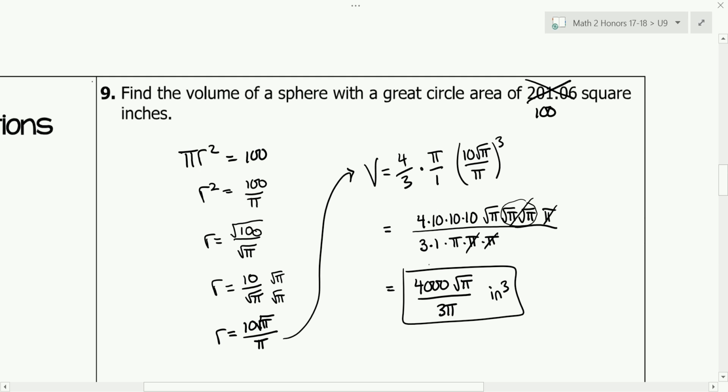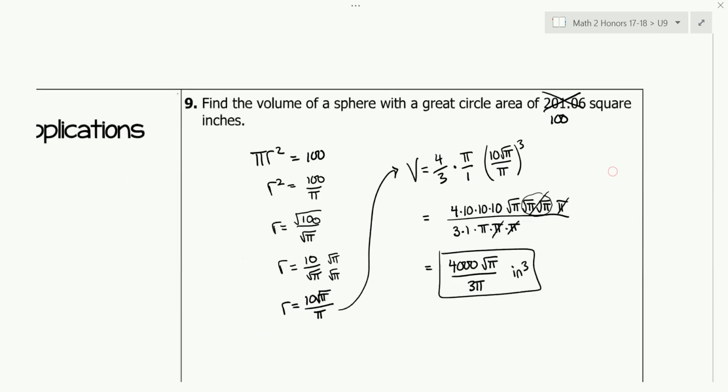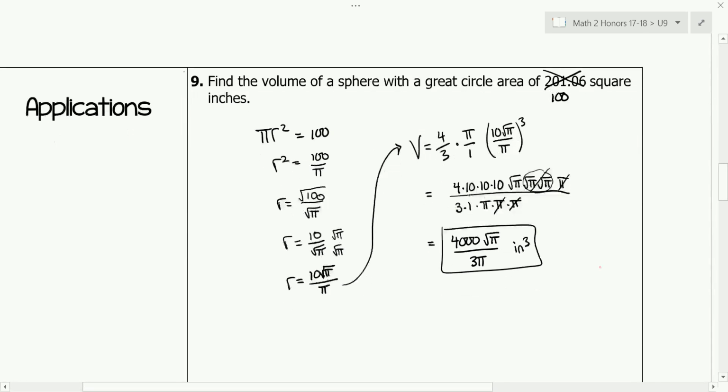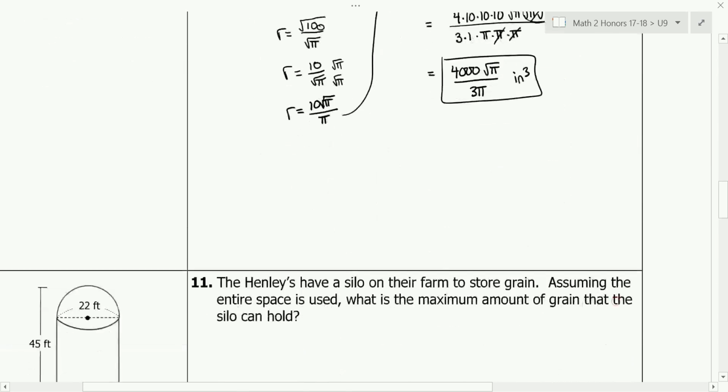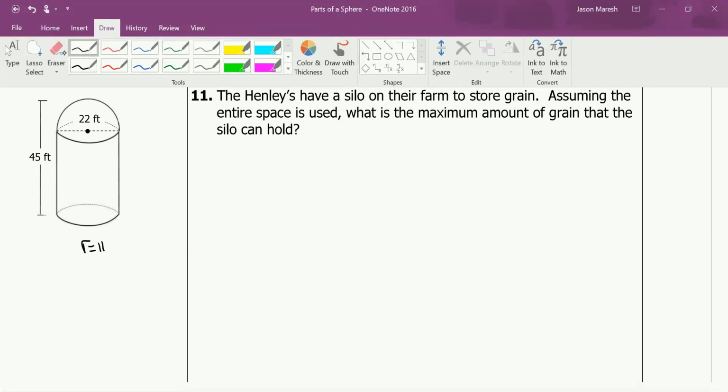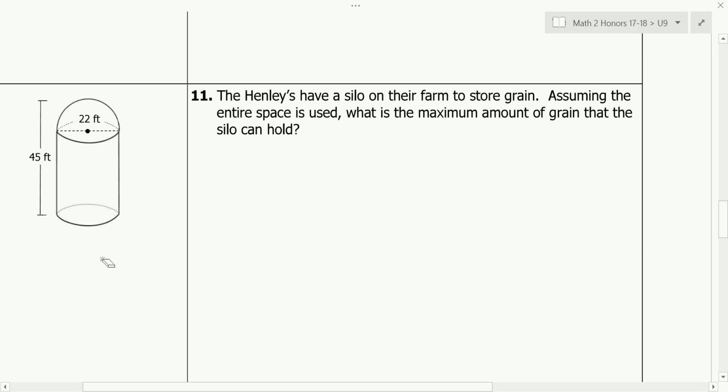Okay. So again, we're working at getting the exact answer, which could be square roots, fractions, terms of pi. It makes it a little harder, I know, but we need to practice that. Last one I want you guys to work on is number 11. And again, exact answer.